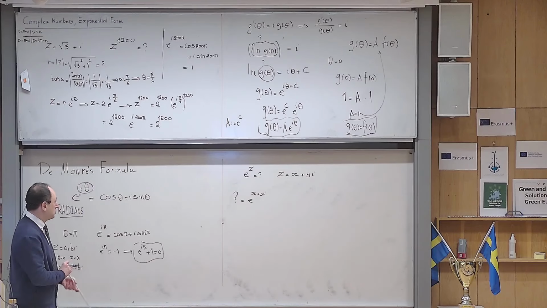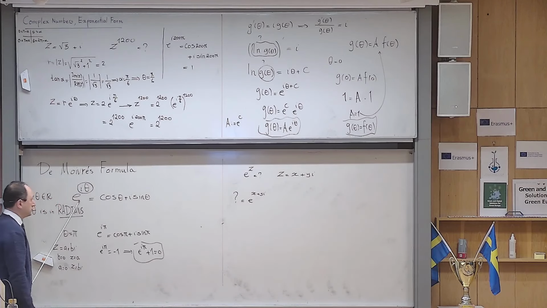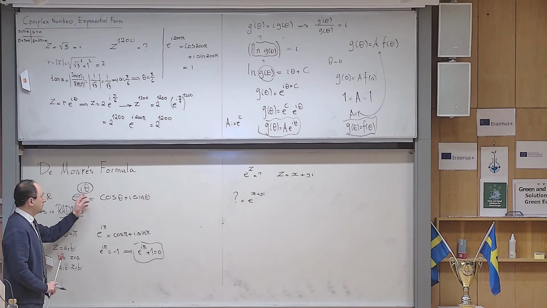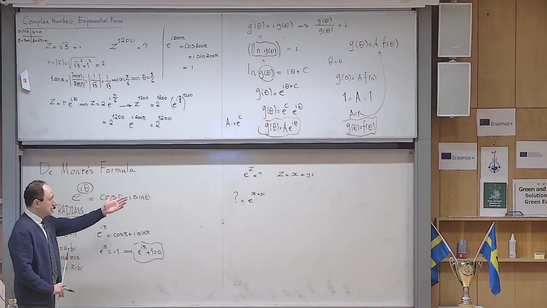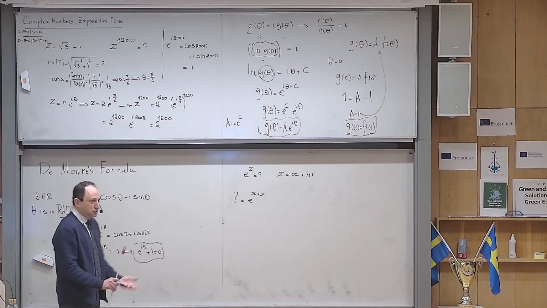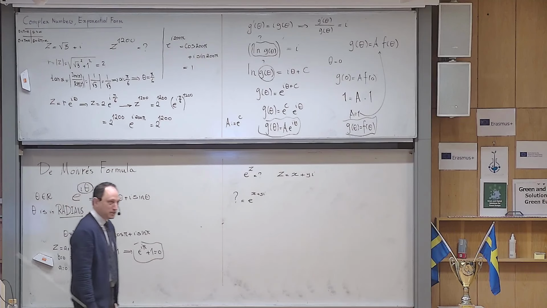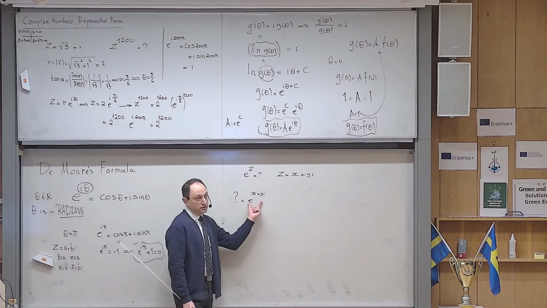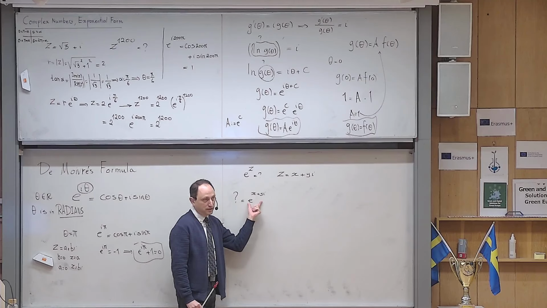So for example, I hope that you understand that De Moivre's formula is not directly applicable, yes? Because De Moivre's formula is directly applicable for the cases in which the exponent is pure imaginary. But this is not pure imaginary. But I told you we want to keep the rules of the game the same.